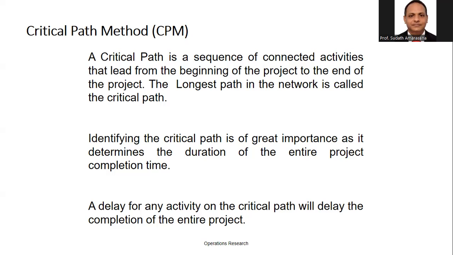I already explained that the network model is the graphical display of the series of activities we can use to identify the entire project completion time. We can use it to identify the critical path, and also to identify the probability under the PERT method. There are two techniques under the network model. We call them CPM, critical path method, and project evaluation review technique, the PERT method.